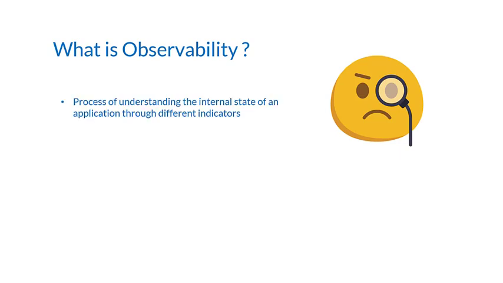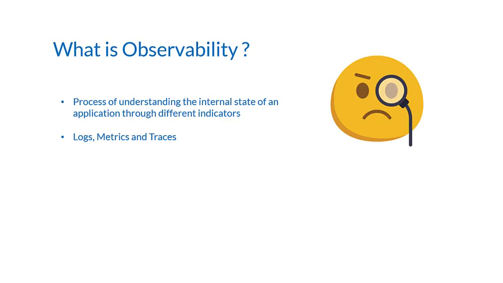All right, so now let's start by understanding what exactly is observability. We can define observability as a process of understanding the internal state of an application through different indicators. These indicators, we can define as logs, metrics, and traces. Logs are generally the information you see in your applications, which we write to the standard output, and metrics can be anything which is some measurable information about your applications.